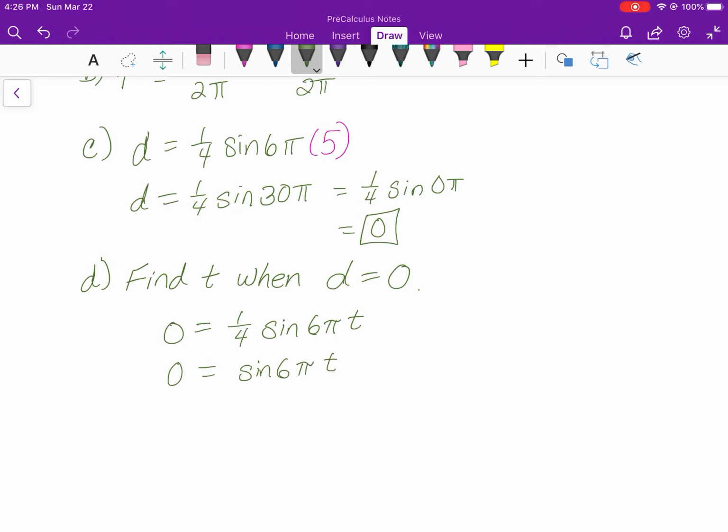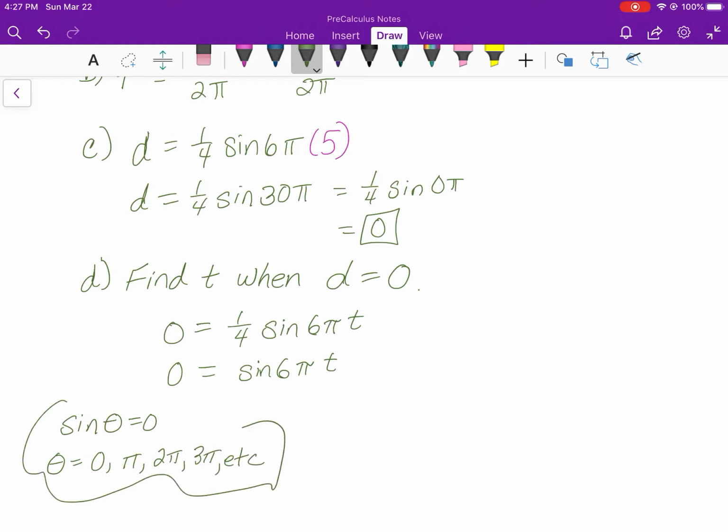Now I'm just going to ask the general question, when does sine equal 0? Sine equals 0, bear with me here, when theta equals 0, pi, 2 pi, 3 pi, etc. So that's what I'm thinking. All right, so that means 6 pi t is going to equal 0, or 6 pi t is going to equal pi, etc.